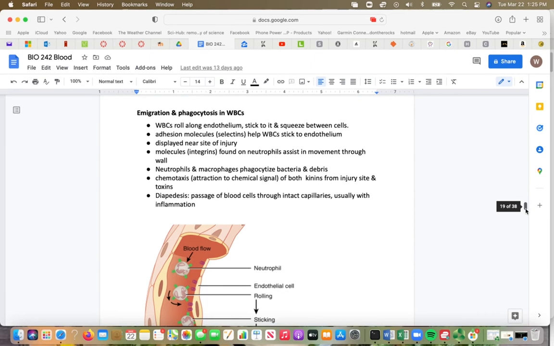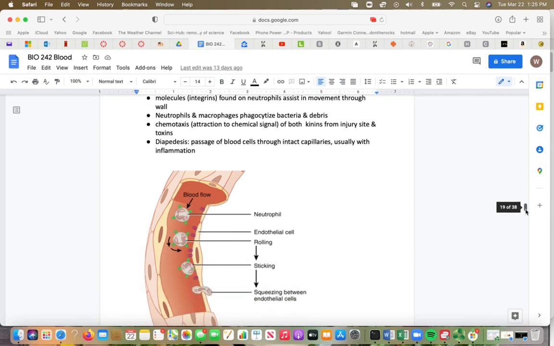So your neutrophils and macrophages are going to be good for phagocytizing bacteria and debris. So when they get a chemical signal that would attract them, we refer to this as chemotaxis. So this can happen from both the kinins and injury sites, and toxins can do this.